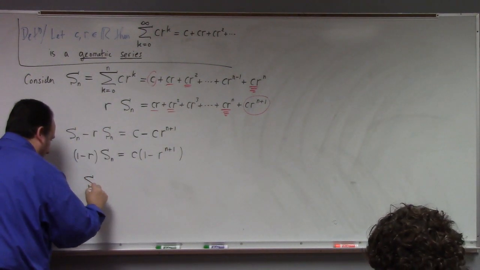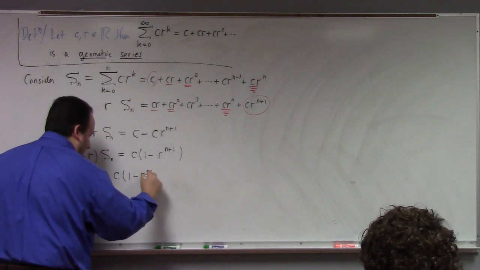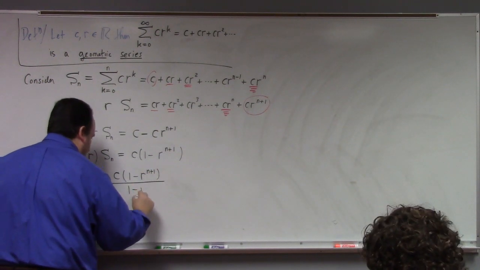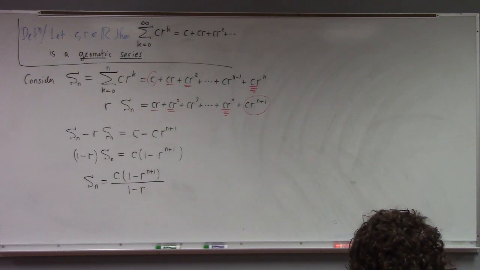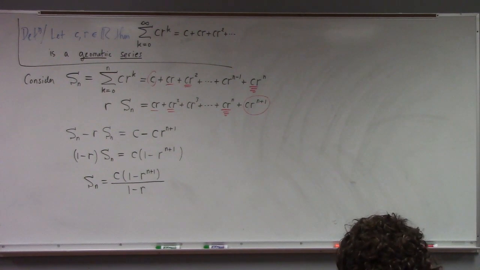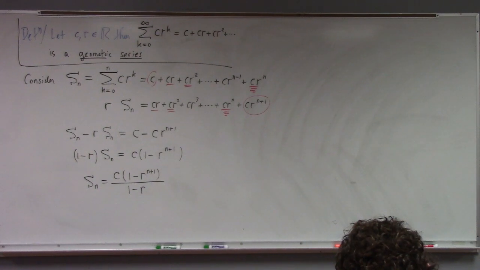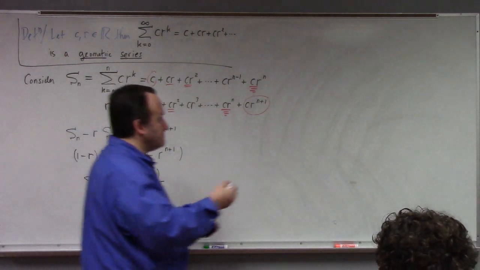What do you got? The constant times 1 minus r to the n plus 1 divided by 1 minus r. Whoa, so there's a formula. There's a stone cold formula for adding together the first n terms in a geometric series. You can use this formula if you come across a geometric series that you want to truncate. If you have a truncated geometric series and you want an explicit formula for the first 100 terms, you can use this. For example, an application.